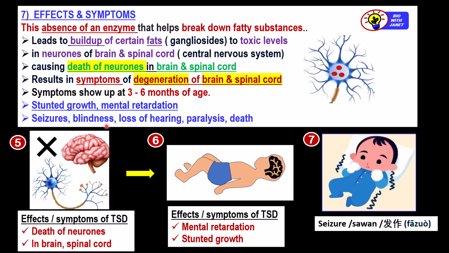So Tay-Sachs disease also causes blindness because the nerve cells are affected, and the loss of hearing, and also paralysis where they can't move much, and then death. So it's a fatal disease. But I don't think it can be cured because it's caused by genetic factors, unless in future they have gene therapy for it.